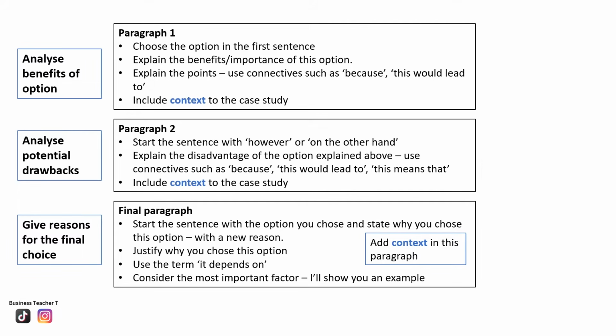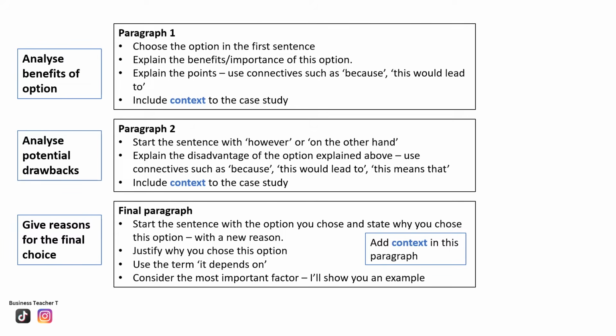Paragraph 2, start the sentence with however, or on the other hand, or in contrast to. Explain the disadvantage of the option explained above, so the same option. Use connectives such as because and this would lead to, and include context again to the case study. So this is your second paragraph. So there's context in the first paragraph, context in the second, and now we get on to the final paragraph.